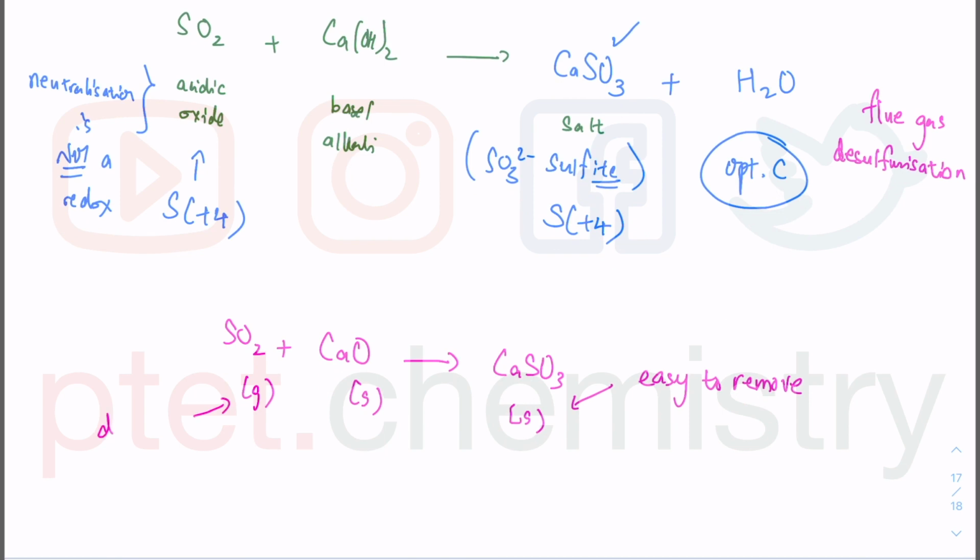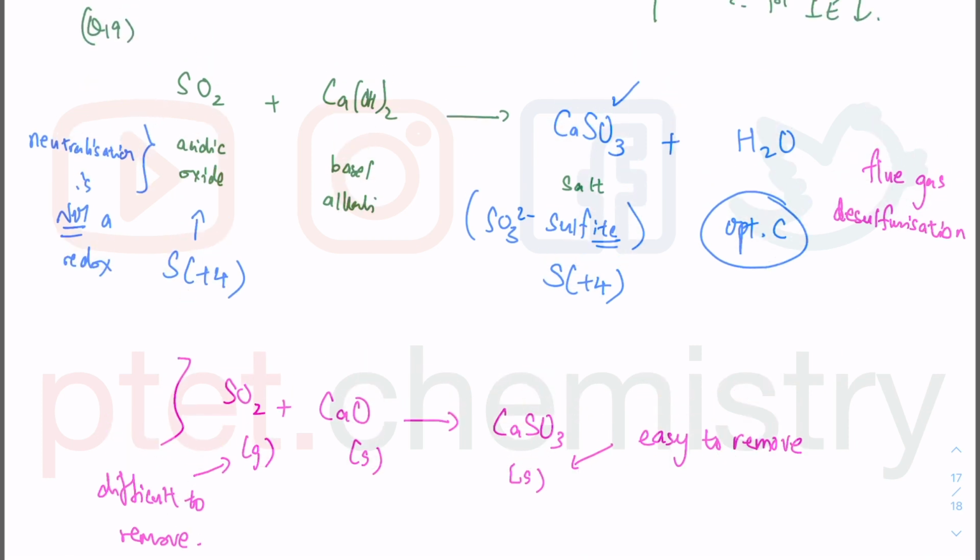The gas is difficult to remove. You can't really remove gases easily, so you react it with something to produce a giant ionic solid, calcium 2 plus, SO3 2 minus. I forgot what this one is called. Is this one called slag? No, slag is something different, sorry. This is the flue gas desulphurization technique. SO3 2 minus is the salt that you get from SO2 in the same oxidation state, sulfur plus 4.